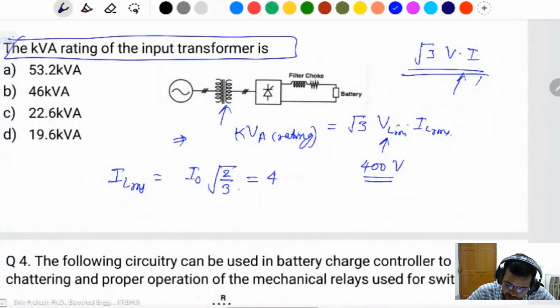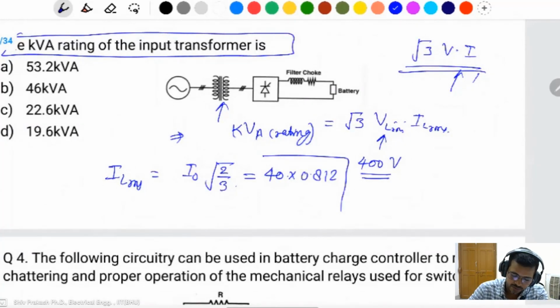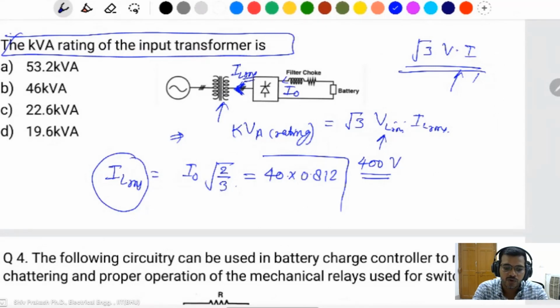I naught is what I have connected. I calculated it as 40 ampere in previous questions, and root 2 by 3 will be, I think, 0.8164 something. This is the RMS current on the input side. This is the I naught, maximum I naught, and this side is IL RMS. This is the IL RMS current, in 120 mode and 180 mode.